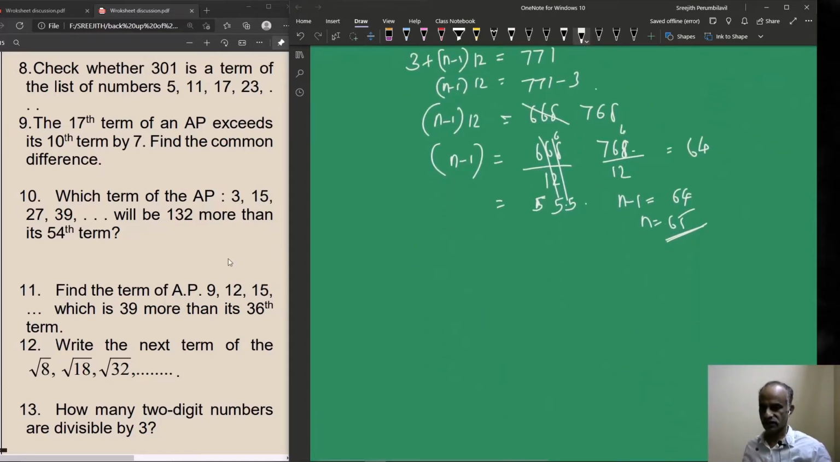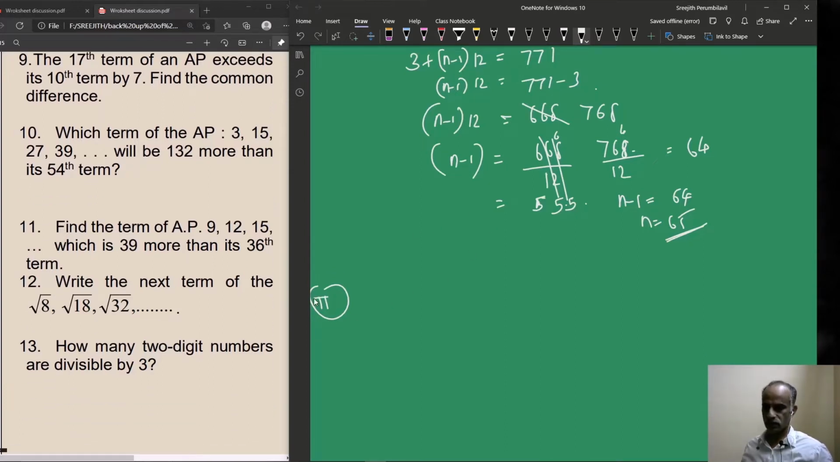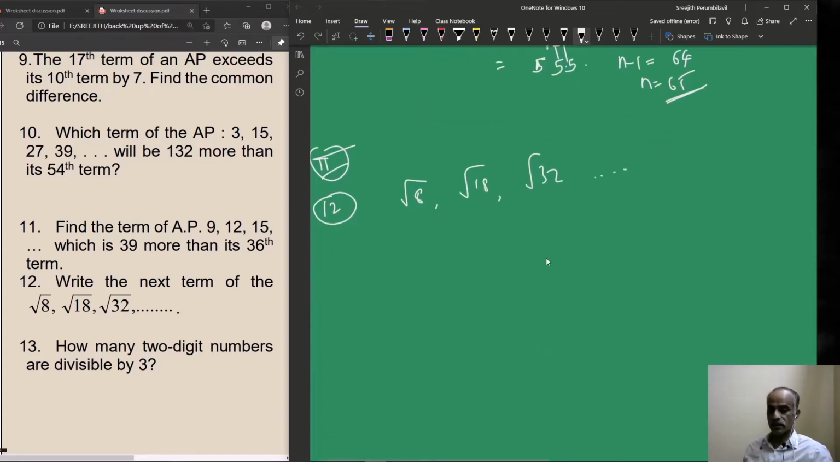Question number 11. Find the term of AP which is 39. It's just a repetition you can do on your own. Question number 12. It's a 1 mark question. It's a beautiful question. Write the next term of the AP 8, root 18, root 32, etc. It's a real tricky question. It doesn't look like an AP.